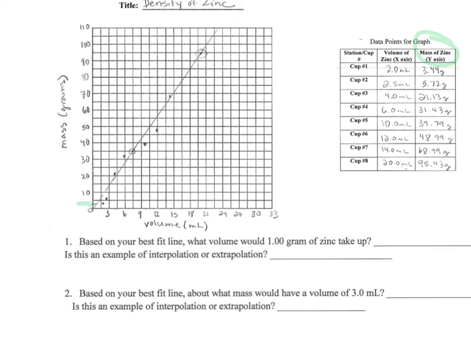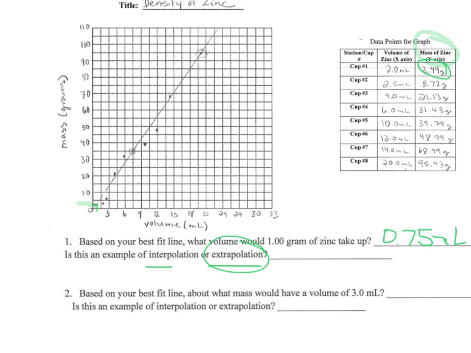So 1 gram, up and over, and I would say that volume would be pretty small, less than 1.5, so maybe we could do 0.75 milliliters. And is this an example of interpolate or extrapolate? Well, it's outside of our data. The smallest data we had was 3.44 grams, so it's outside, so it's an extrapolation.